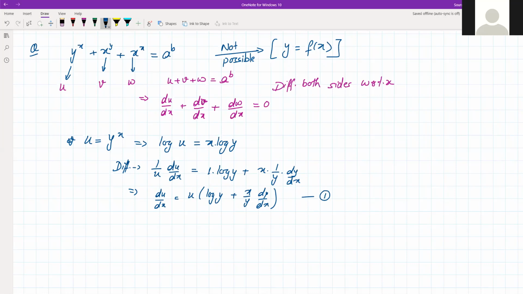So du by dx is x by y dy by dx plus log y, right? And into u. Now what is u? u is y to the power x. So even that we can substitute. If we substitute, it will be just there as a multiple. So leave it.